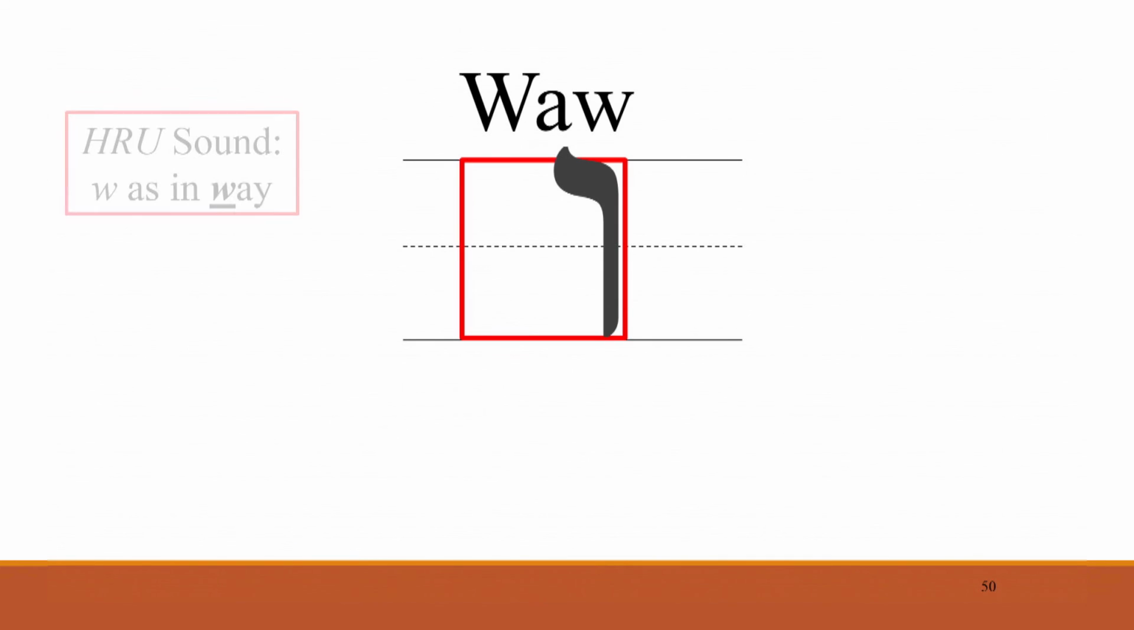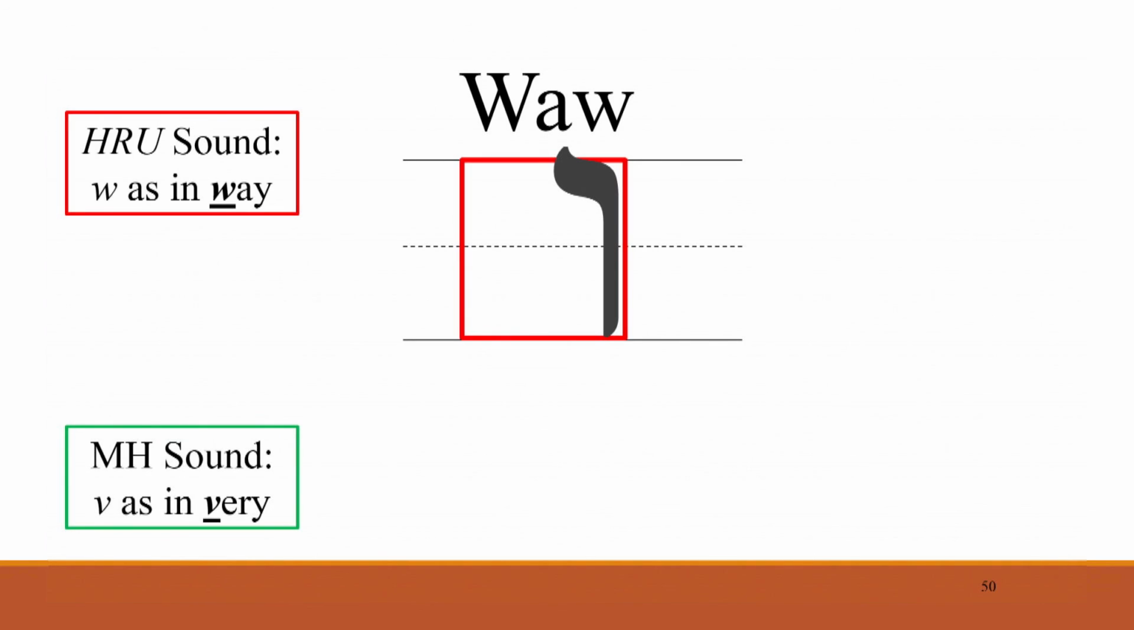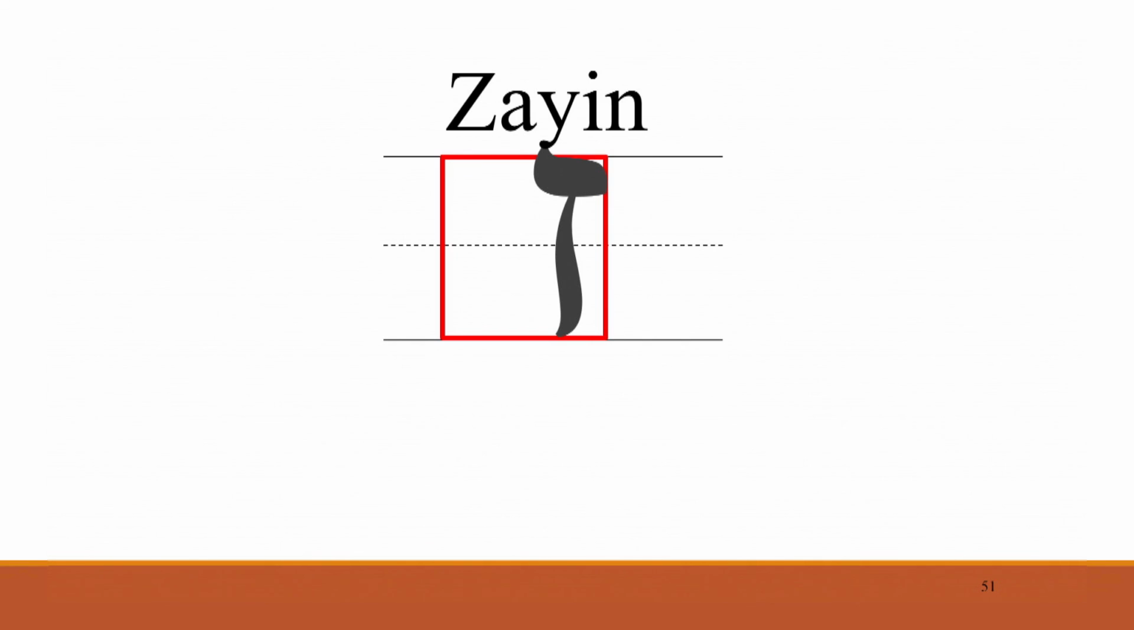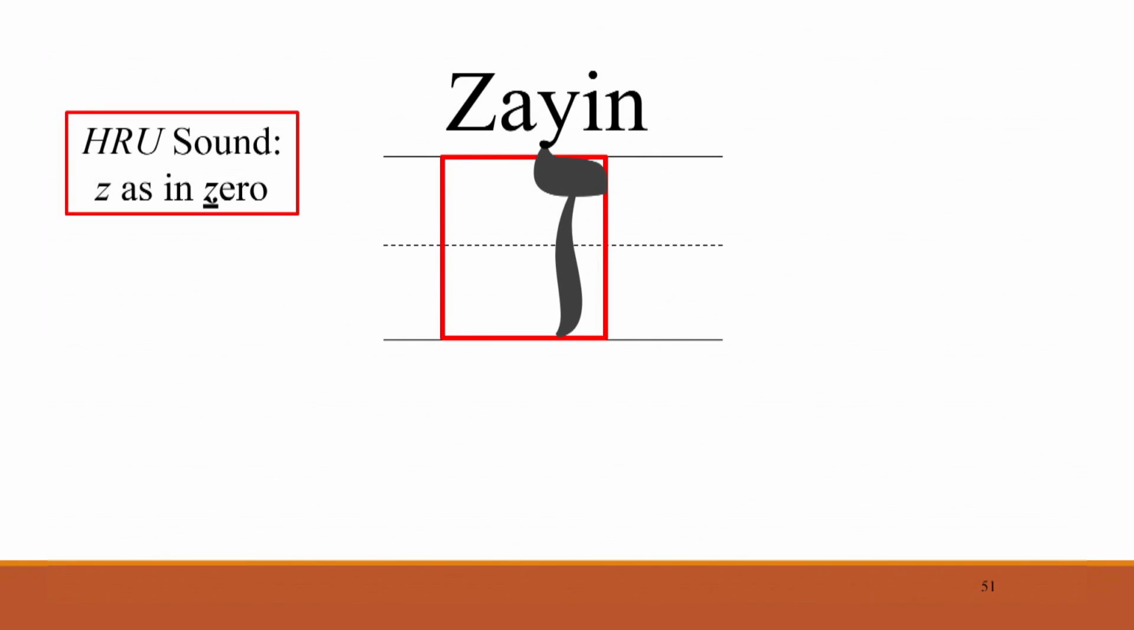The next letter is the letter Vav. In Hebrew, for the rest of us, I gave the pronunciation as a W, like the word way. In modern Hebrew, it's pronounced v, as in very. And you should definitely use the modern Hebrew pronunciation here. Next letter is Zayin, and it makes the sound z, as in zero. Modern Hebrew is identical.